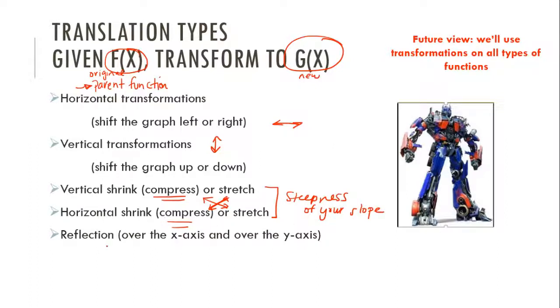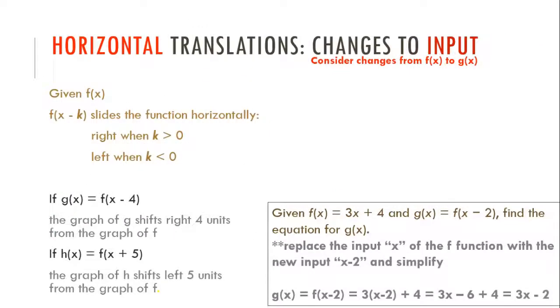Okay, and then lastly is the reflection, or another word for reflection is flipping or flip over the x-axis and the y-axis. So we'll take a look at what all of these look like in just a minute. So the first one we're going to look at here is our horizontal translation. Okay, I know there's a lot going on this page. We're going to go through this one piece at a time.